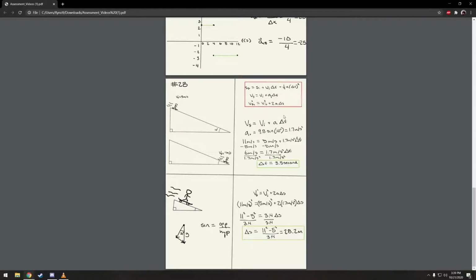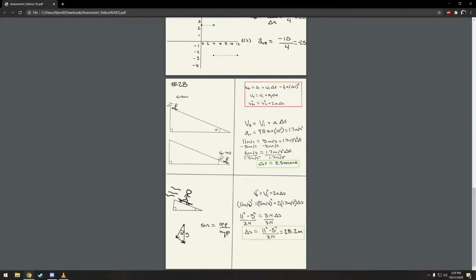We get our knowns and try to figure out our unknowns, which in this case is just time, because we're going to use this second equation right here. Our final velocity is known: it's 11 meters per second. Our initial velocity is known: it's 5 meters per second. And our acceleration is supposed to be known, but we have to calculate it.